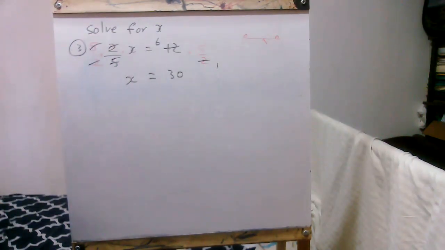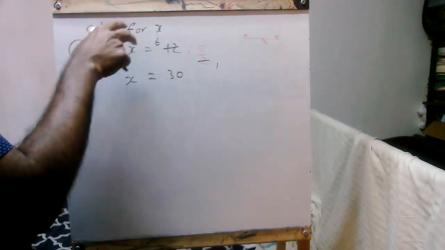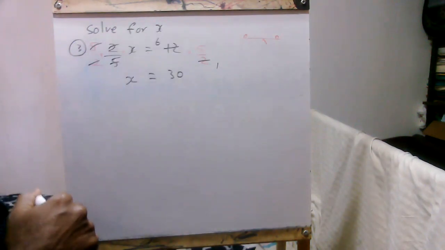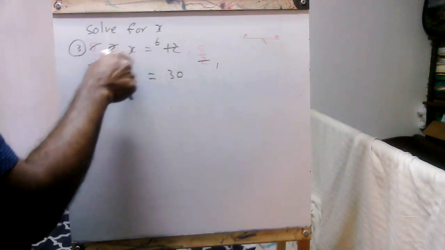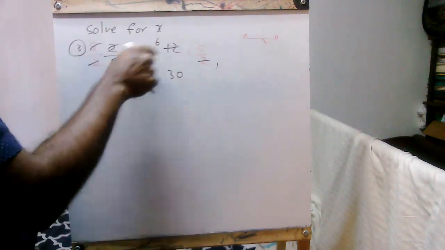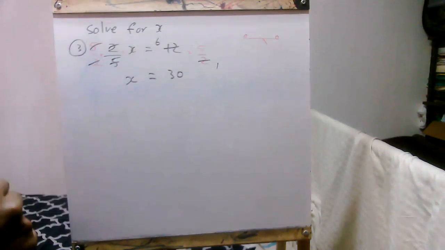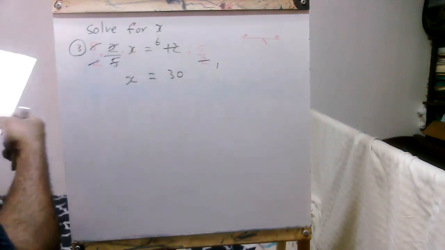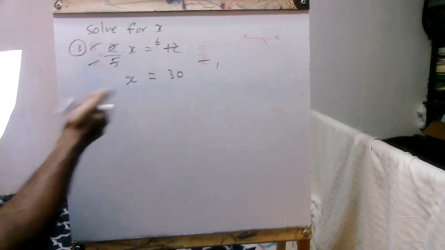You can do it if and only if you have one term on both sides of the equal sign. One term on left side and one term on right side. Originally we had 2 over 5 x on the left, right side we had 12. One term, that's why we could do it. If we had more than one term, you cannot do it. Let's see this example.